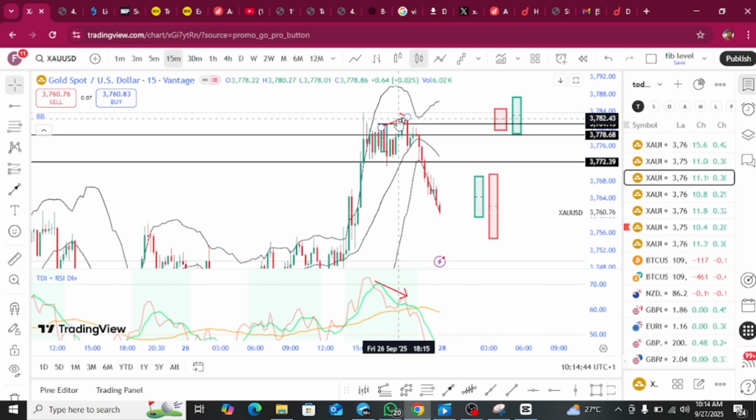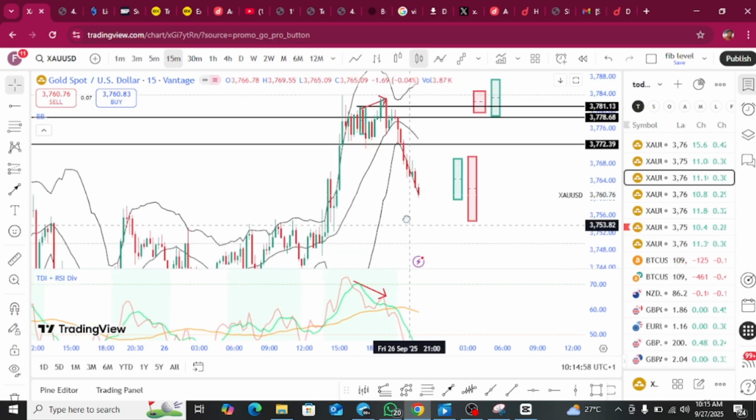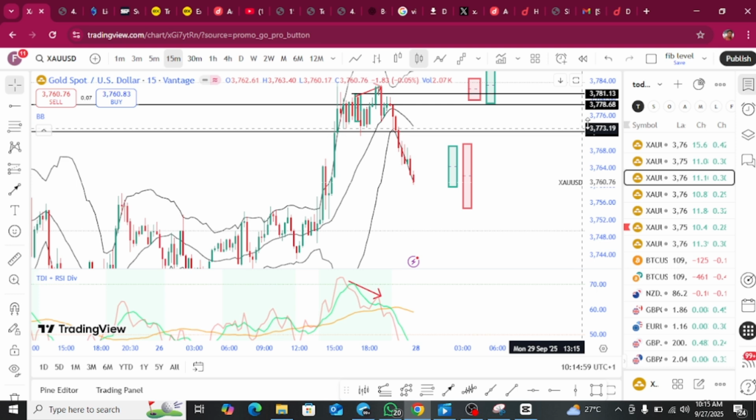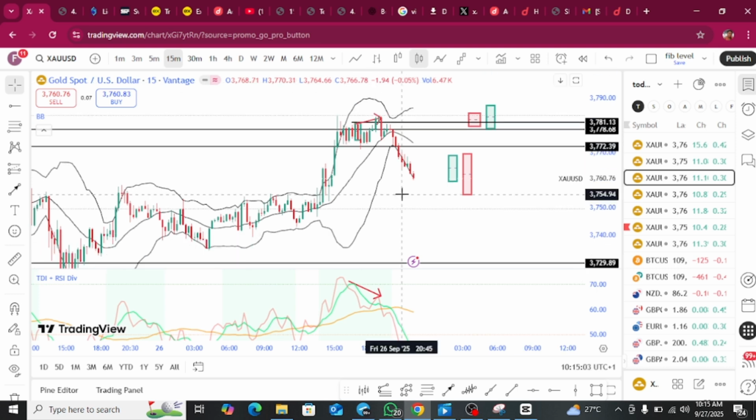So those are the three things you need. You need to have a liquidity sweep, a divergence, and an engulfing. This is how the institutions trade. This is what the institution look out for before they consider taking a reversal trade. This video is only for reversal trade. So you see the difference.